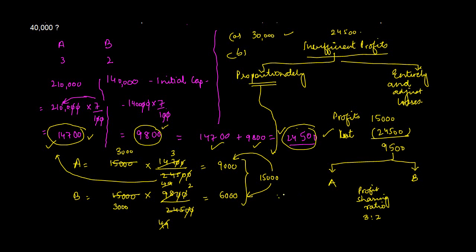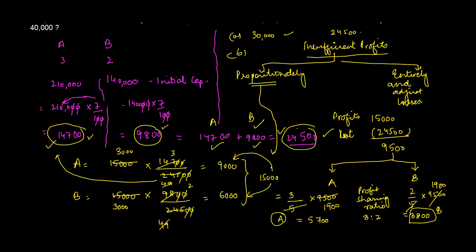So A will bear how much loss? A will bear 3 upon 5, B will bear 2 upon 5 of 9,500. This will give you 5,700, and this will give you 3,800. So you get a credit of 9,800 for B and a loss of 3,800. You get a credit of 14,700 for A and a loss of 5,700.